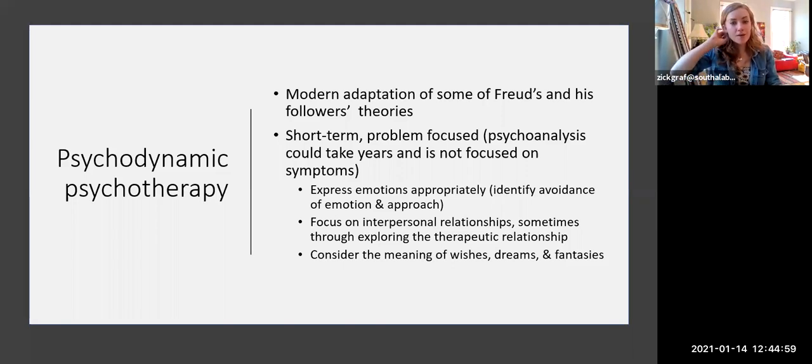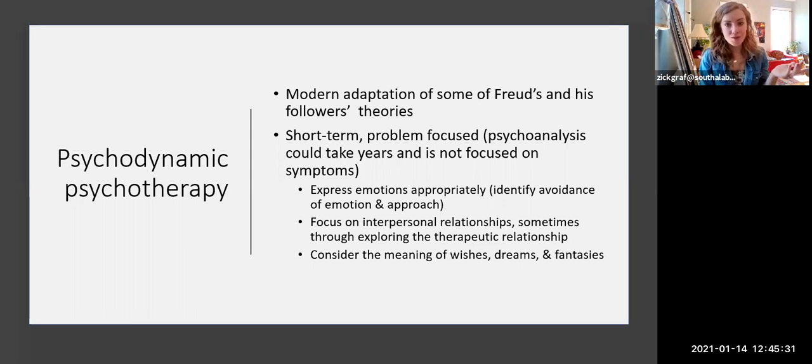But psychodynamic psychotherapy is a modern adaptation of some of Freud's theories that, unlike psychoanalysis, is short-term. It's focused on resolving symptoms and improving people's functioning and quality of life. And it has more specific tools and interventions that involve helping people to learn to express their emotions, not avoid them, and not express them in inappropriate ways, try to improve their interpersonal relationships and identify recurring patterns in their interpersonal functioning that's getting in the way, sometimes using the therapeutic relationship.